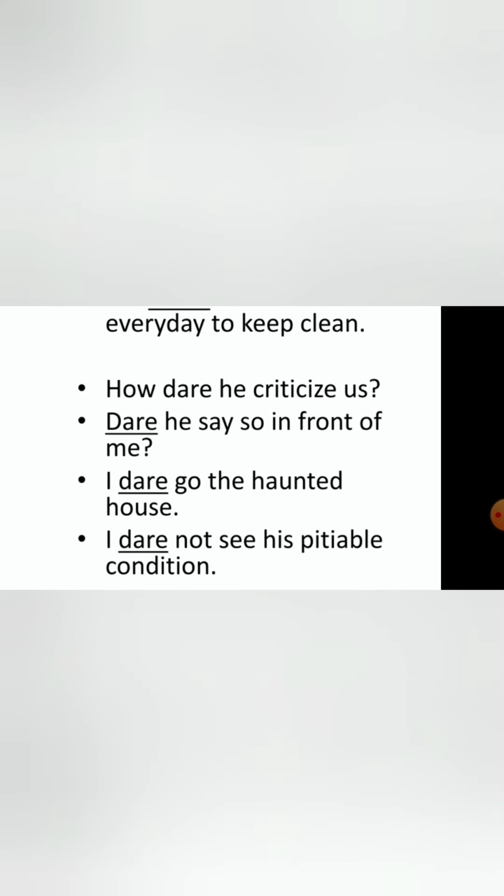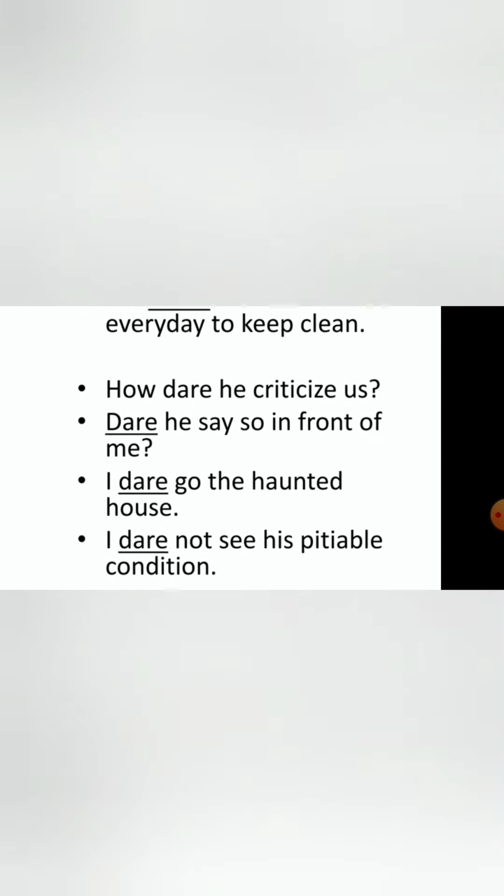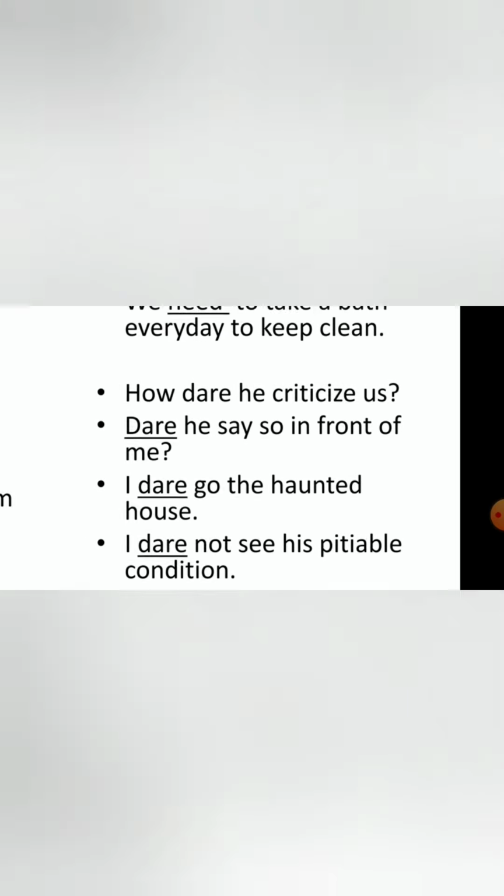So here also one mistake, just you find out and correct it. I dare go to the... To is missing. The preposition to is missing here. Printed wrongly. So you can add it. You can write in your notebook: I dare go to the haunted house. Challenge. Making a challenge to see the haunted house. You can use the modal verb dare.